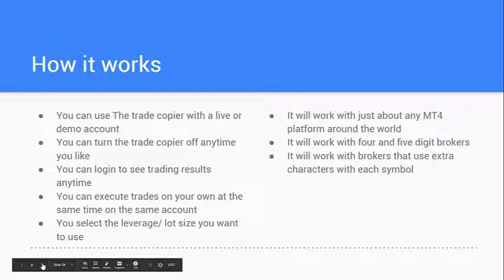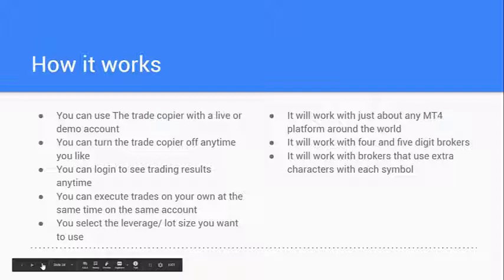Now, you can use the trade copier with a live account or a demo account anytime. You can switch them out anytime you want. And if you change brokers in the future, whether it's 1 week away or 1 year later, you can simply add the new account to the trade copier. You can change at any time. You can add more money to your trading account. It doesn't make a difference, because you're going to select the leverage and lot size that you want. So you can also turn off the trade copier anytime you like.